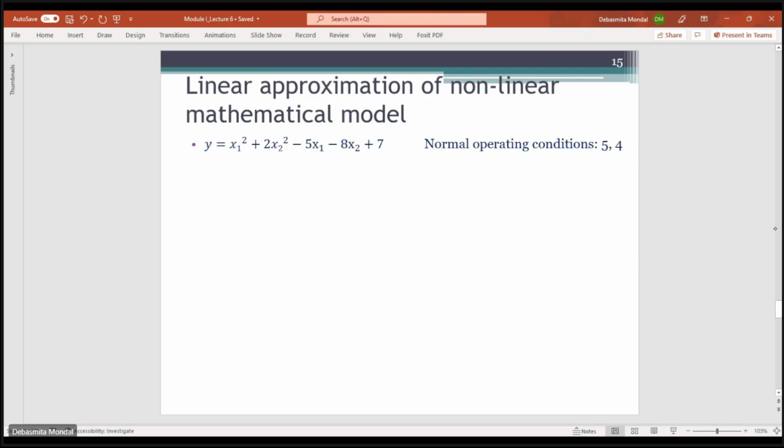So this is another example, where the operating conditions are given as 5, 4. That means x1 bar is 5 and x2 bar is equal to 4, and you have to again linearize this function and find out the linear form. I want you to solve this and then give me the answer in tomorrow's class.